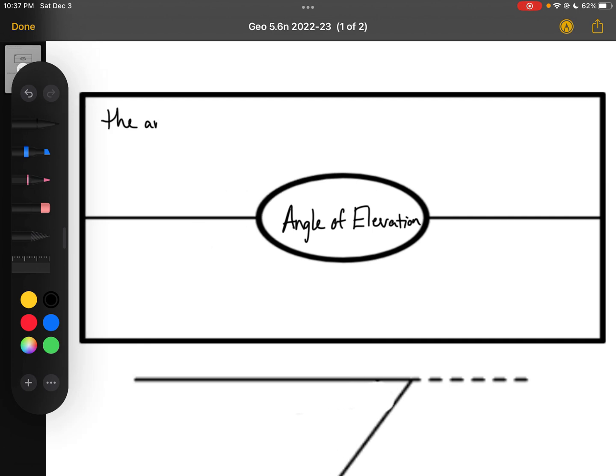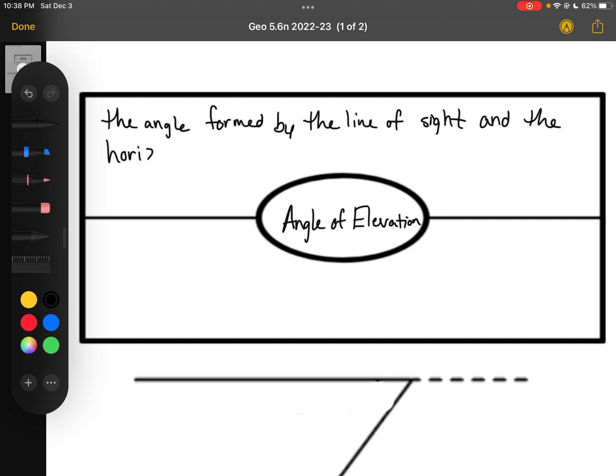So our angle of elevation is defined as the angle formed by the line of sight and the horizontal plane using the ground.